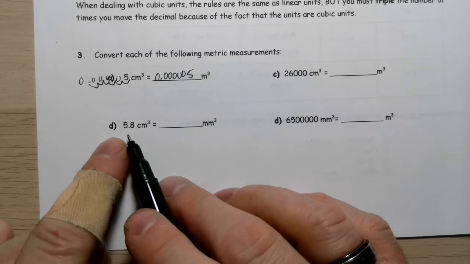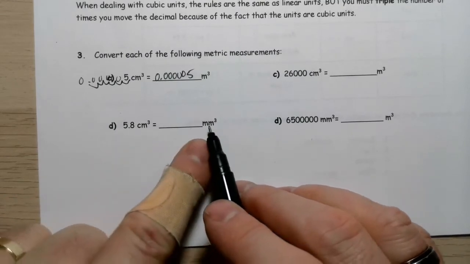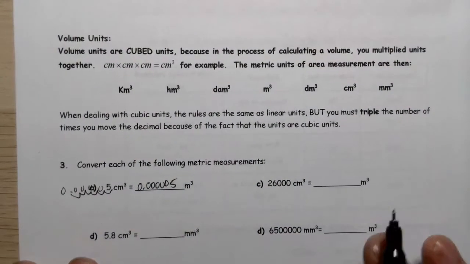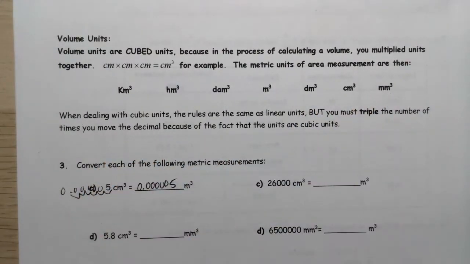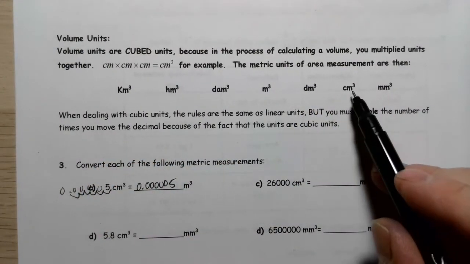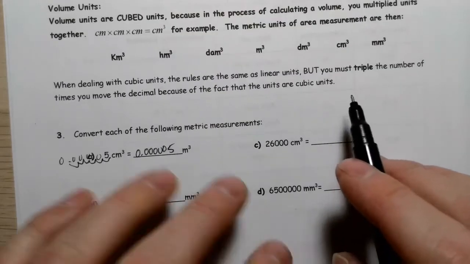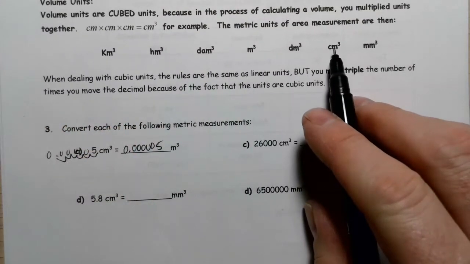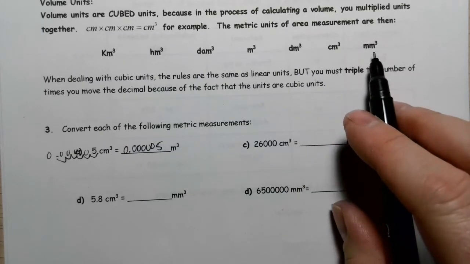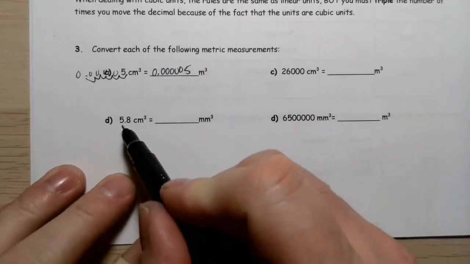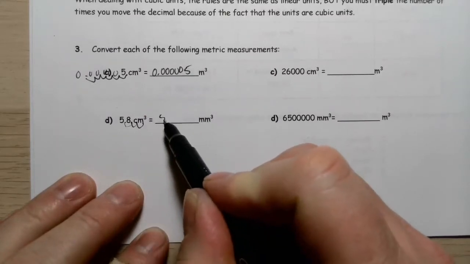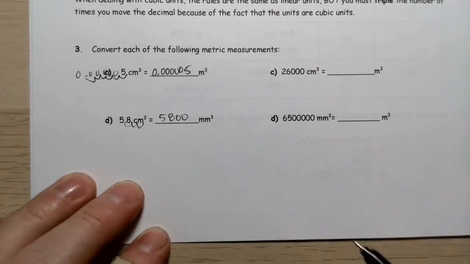If we go from 5.8 centimeters cubed to millimeters cubed, we're going from a larger unit to a smaller unit, so the number is going to get larger. That's a step of 1, but now that has got to get tripled. So instead of being 1 decimal place to the right, it's going to be 3 decimal places to the right. So this will become 1, 2, 3, so 5,800.